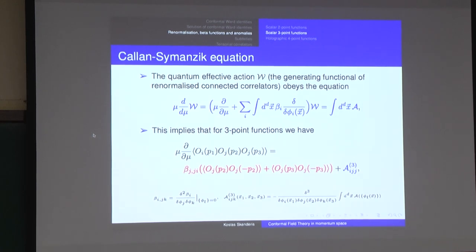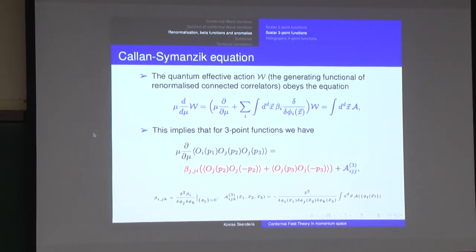But the total variation can come with an explicit dependence on mu, like we saw in the two-point functions, but it can also be implicit dependence via beta functions. This is the term that many people do not expect. But it is certainly there.